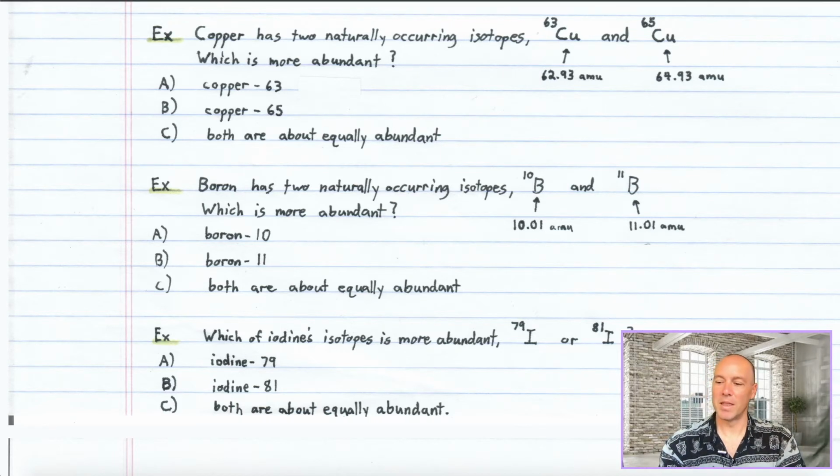So I'll give you a moment to think about it. You can pause the video. I'll give you a clue. You might want to have a look at copper on the periodic table. Okay, look at the atomic mass of copper on the periodic table, and that should clue you in as to which one is more abundant. Let's talk about how to get the answer.